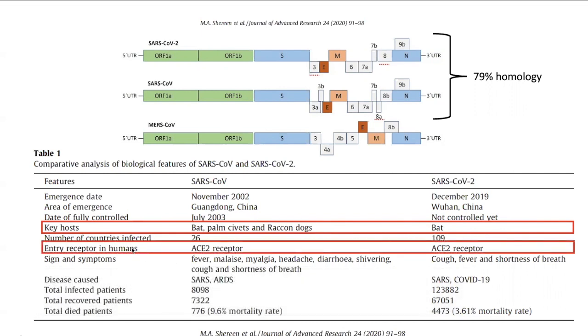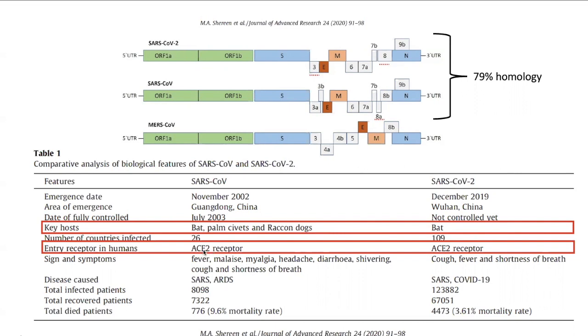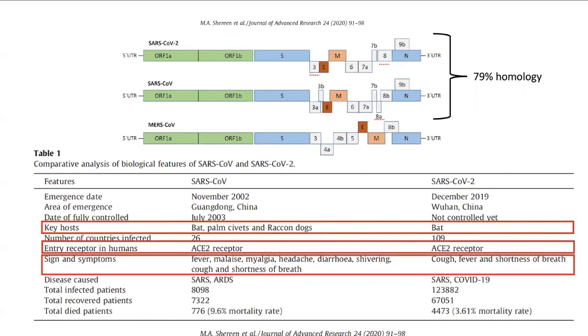They both attack the same receptor, and this is different from MERS. Both SARS-CoV-2 and CoV-1 attach to the ACE2 receptor, and I'm sure a lot of you have heard about that. So common entry, similar symptoms. You have very similar symptoms and pathology associated with these diseases.